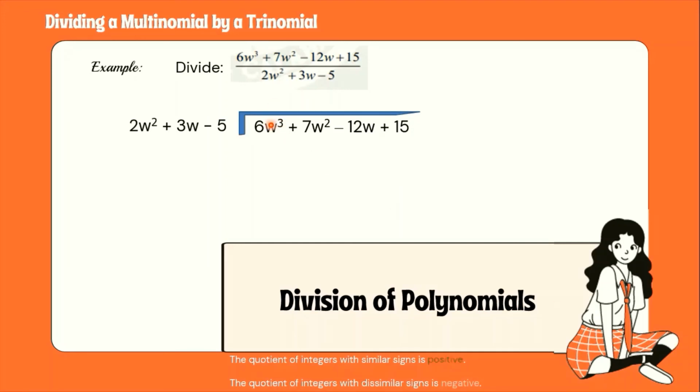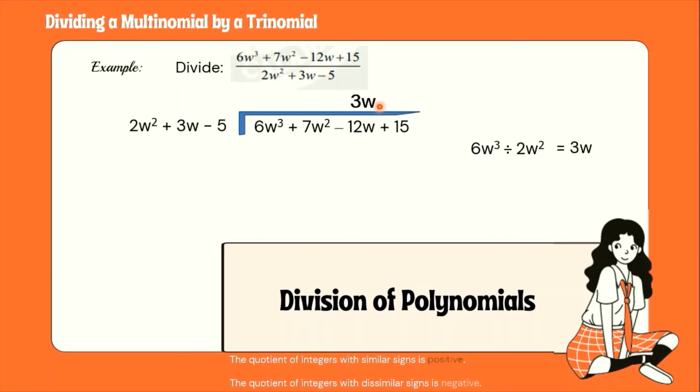I-multiply natin ito, yung first term ng ating dividend by the first term ng ating divisor. 6w cubed divided by 2w squared is equal to 3w, dahil 6 divided by 2 is 3. Yung w, kopyahin lamang natin. And then 3 minus 2 is equal to 1. So ito ay may invisible 1. Yung 3w ay ilalagay natin dito sa tapat nung kanyang kapareho ng literal coefficient.